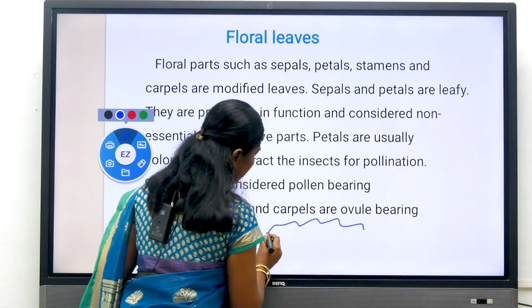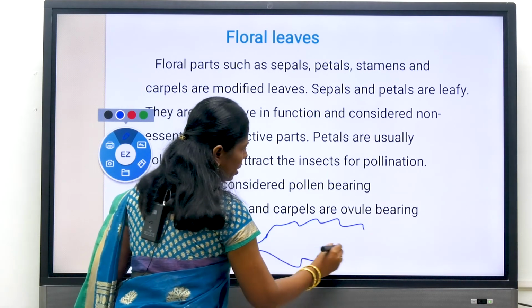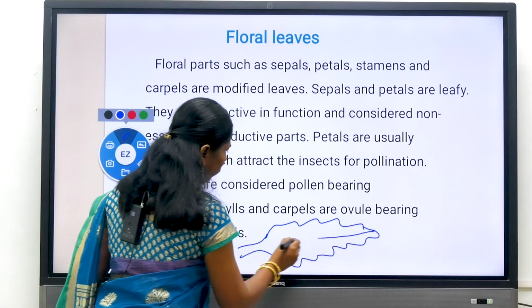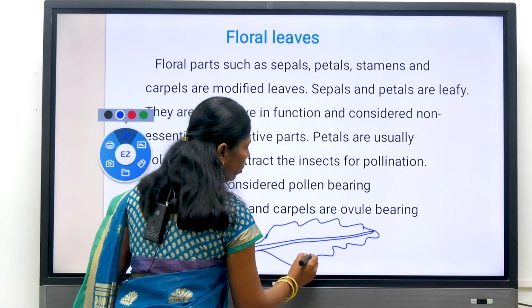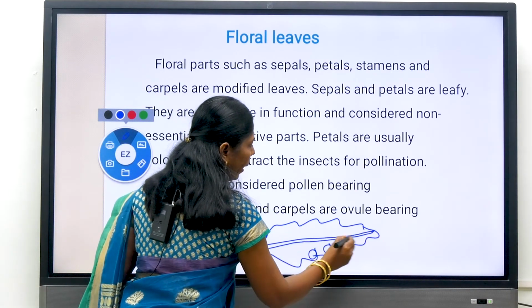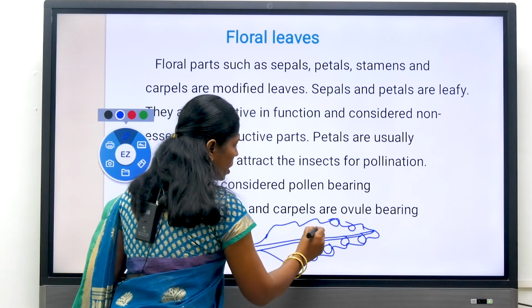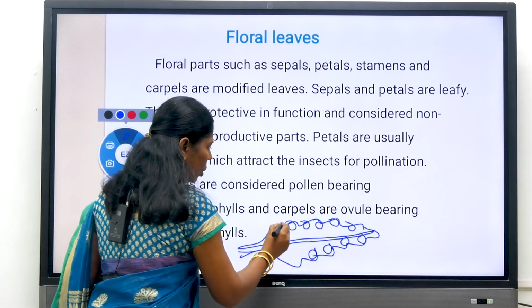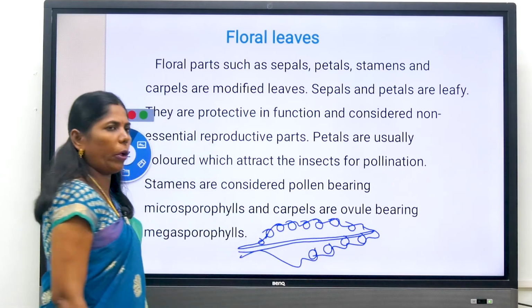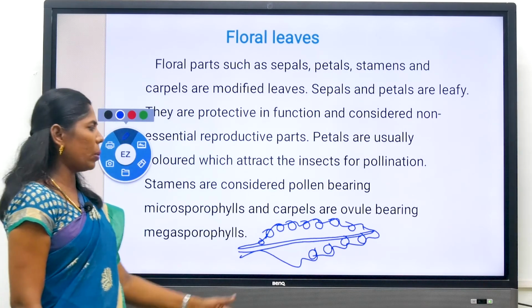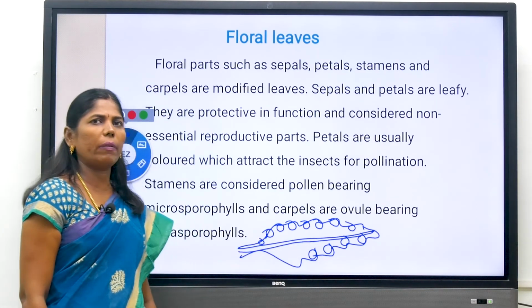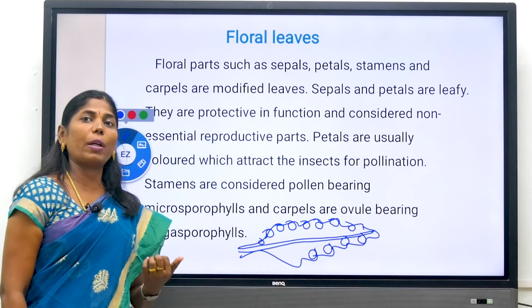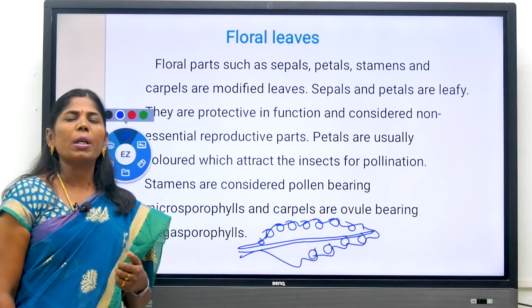So here is the structure of a sporophyll. In the sporophyll we can see the sporangia. The sporangia and the leaf together are called a sporophyll. A leaf that produces spores is known as a sporophyll. Microsporophyll will give microspores, and megasporophyll will give megaspores.